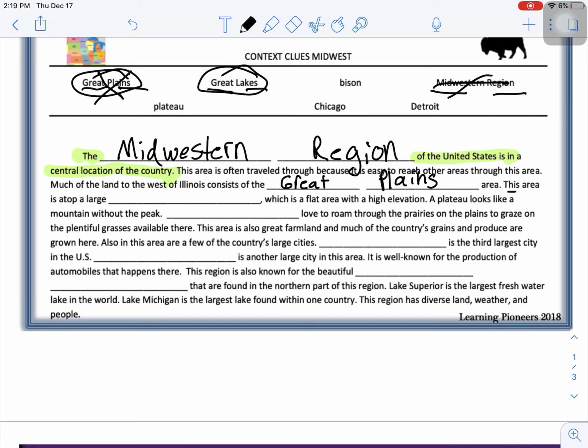Now there might be a word up here that you don't know, so I'm going to read through all of them. We have plateau, bison, Chicago, Detroit. I'm going to fill these in and see if you can figure out which one fits best. This area is atop a large plateau. It's atop a large bison. This area is atop a large Chicago, or this area is atop a large Detroit. Pause the video if you need more time to think about it.